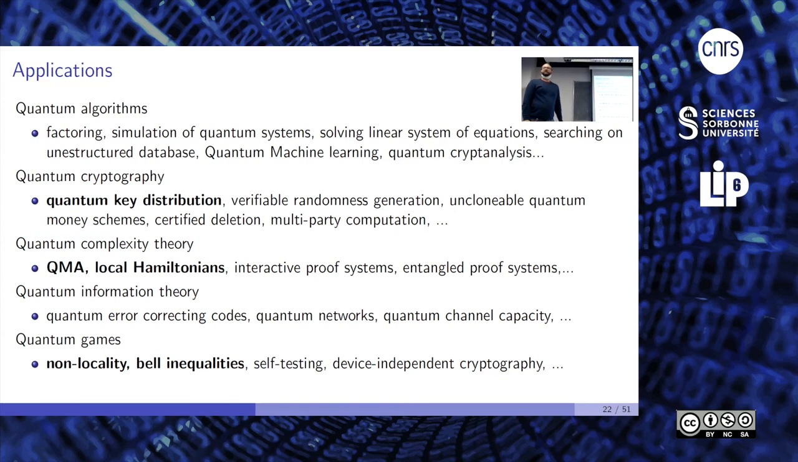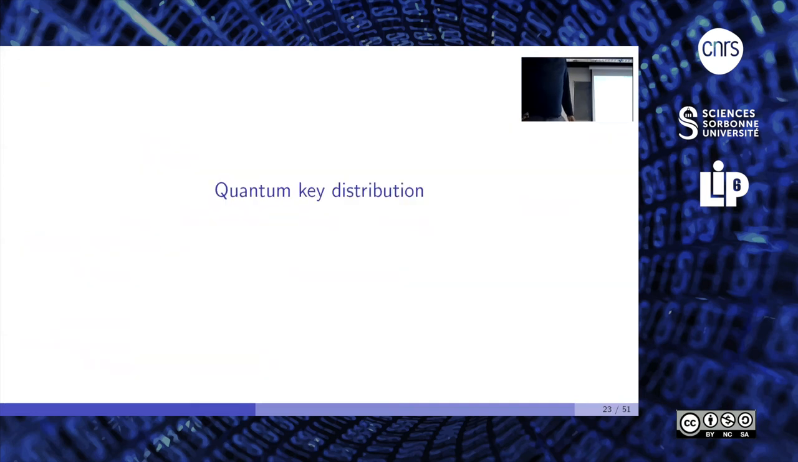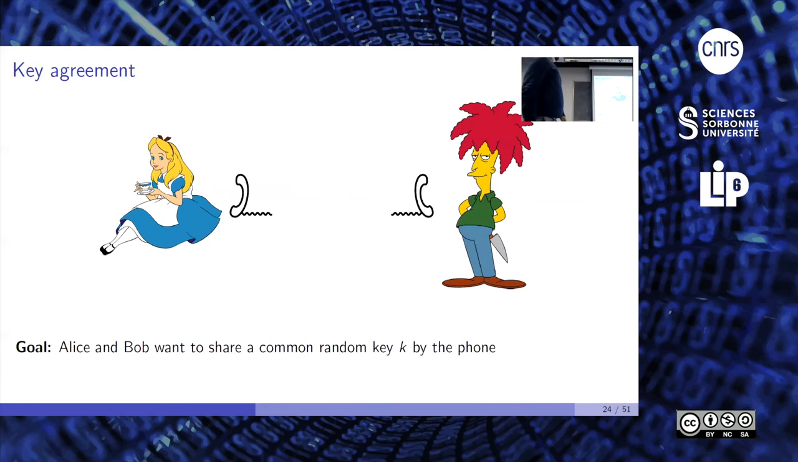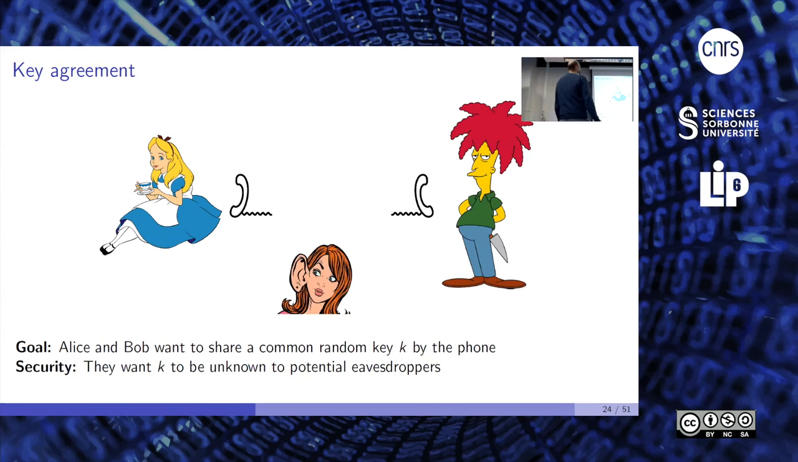Other questions? So let me talk a bit about quantum key distribution. The idea here is that Alice and Bob are talking over the phone, and they want to find this common random key k that they agree on. But they want nobody else in the world to know what the value of k is. They're not together in the same place, so they have to talk on the phone.